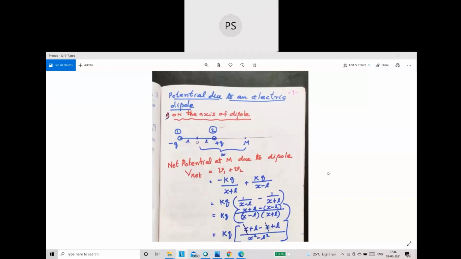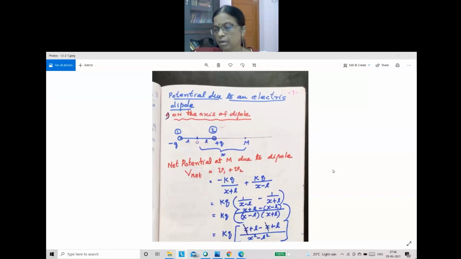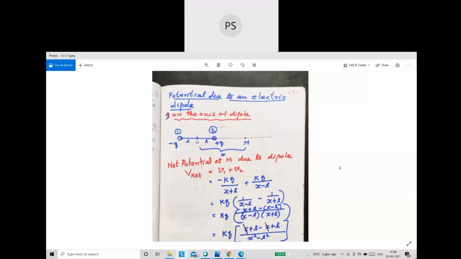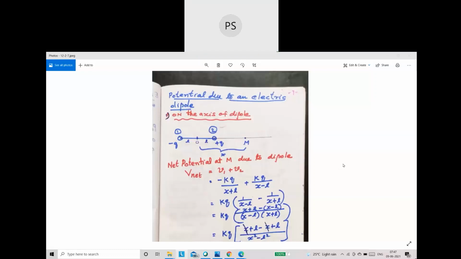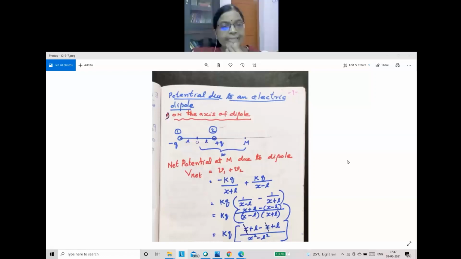Yes, teacher. Dipole moment is used to measure the strength of an electric dipole. The formula is P equal to q into 2a, charge into the length of the dipole. Is it a scalar or vector? Dipole moment is a vector quantity. The direction of the dipole moment is from negative charge to positive charge.